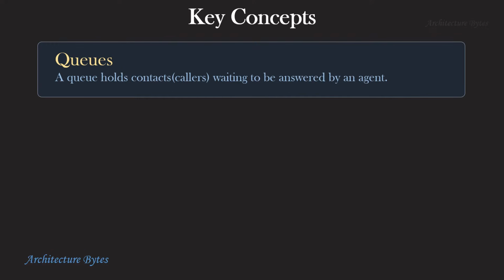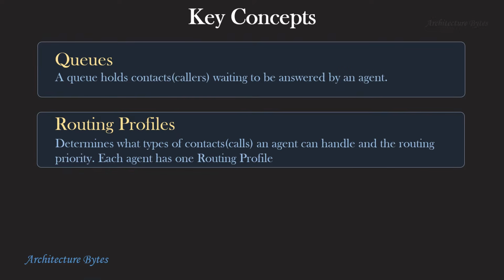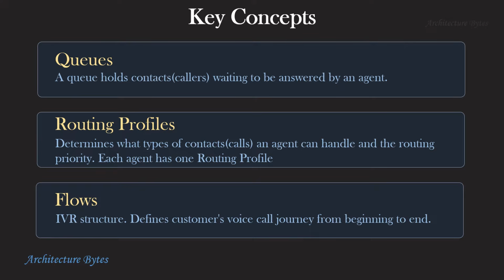Key concepts. Queues. A queue holds contacts or callers waiting to be answered by an agent. Routing profiles. It determines what type of contacts or calls an agent can handle and the routing priority. Flows. That's the IVR structure. It defines the customer's voice call journey from beginning to end.